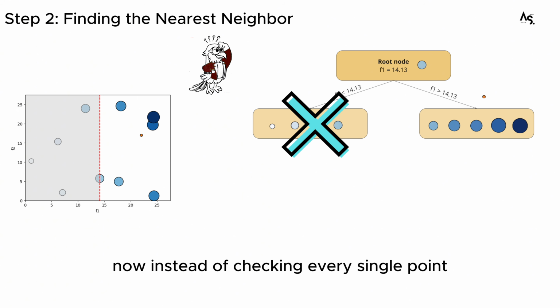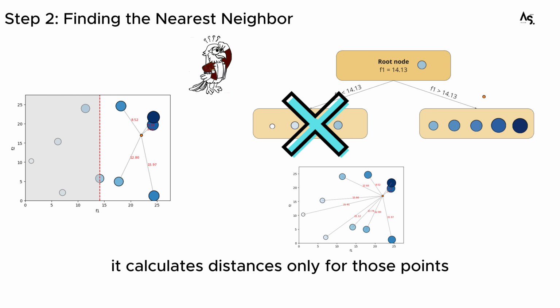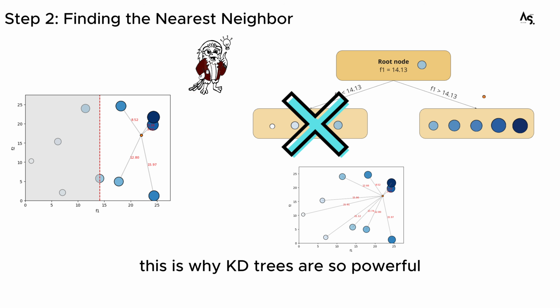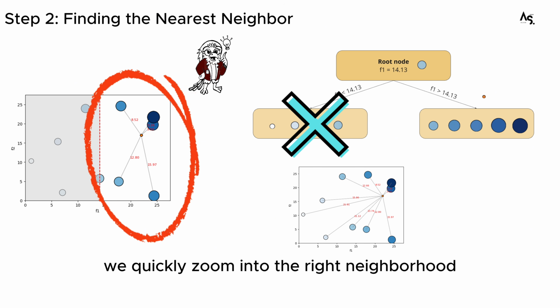Now, instead of checking every single point like in the brute force approach, the algorithm only looks at the points in this right leaf. It calculates distances only for those points, almost halving the number of calculations. This is why KD trees are so powerful. Instead of searching through a messy pile of data, we quickly zoom into the right neighborhood and search only where it matters.